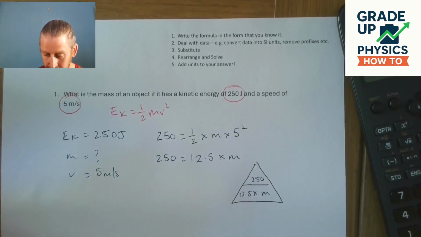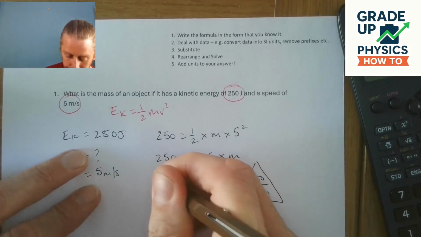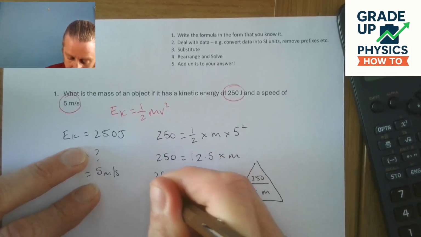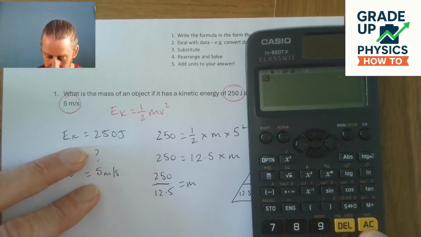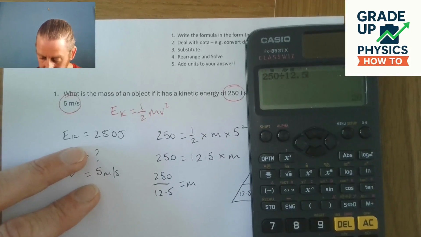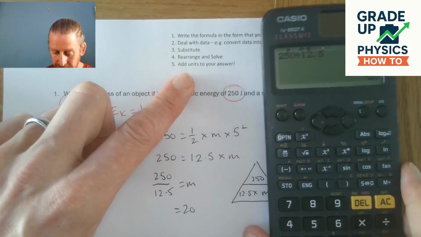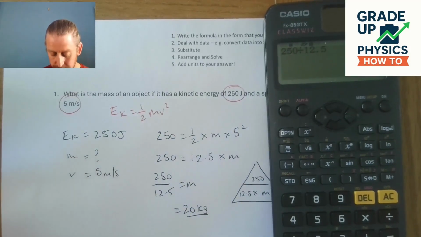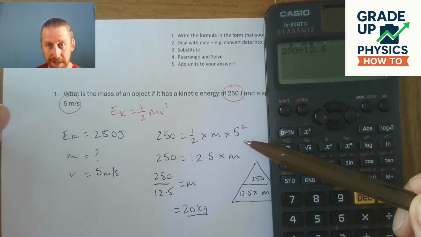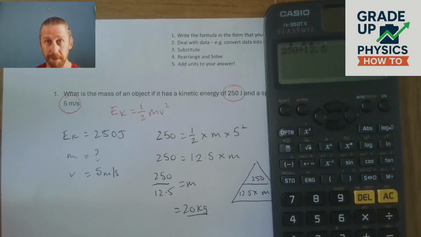But of course we can happily use algebra as well. We will divide both sides by 12.5. So we end up with this here, and that equals our mass. When we do this on our calculator, 250 divided by 12.5 gives us a mass of 20. And of course, final step, add units to our answer. This is mass, so this will be kilograms. So there we go, that's how we can rearrange this for mass. What we'll do now is move on to having a look at rearranging this formula for velocity.